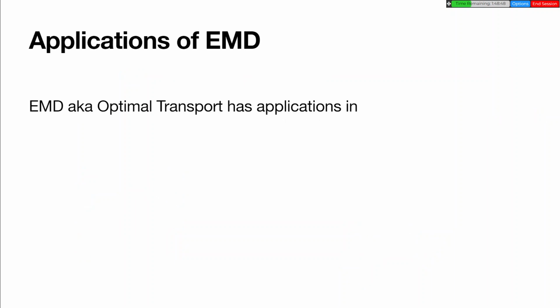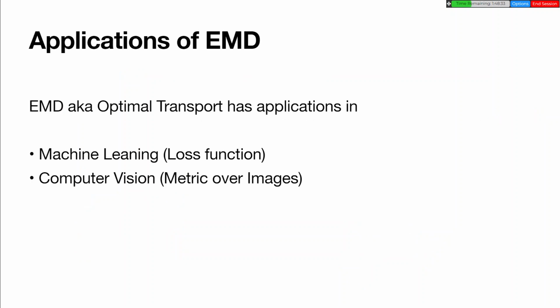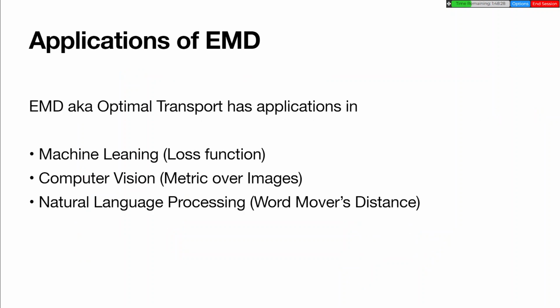So let's now see some applications of Earth mover distance. Earth mover distance is often referred to as optimal transport and has applications in machine learning because there are differentiable algorithms to compute this optimal transport. It can be used as a loss function for deep learning, for example. It can be used in computer vision as a metric over images and also in NLP, natural language processing.